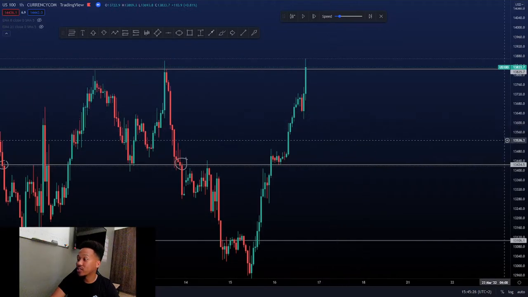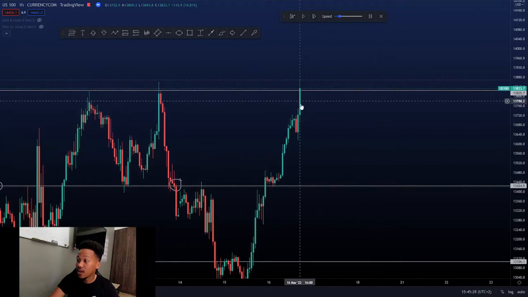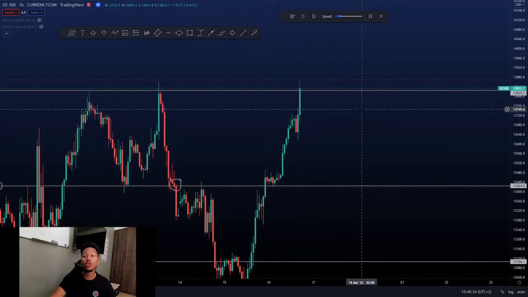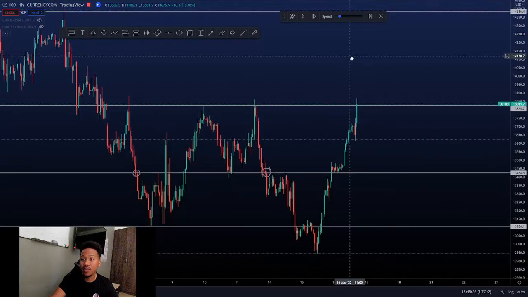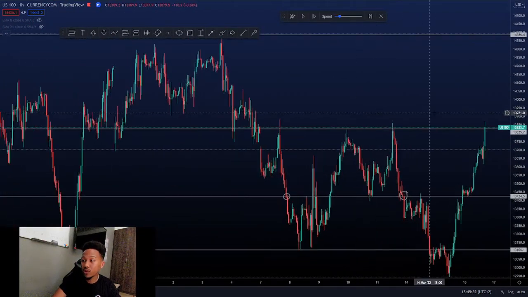Okay, now can you see once again? This area over here, we broke above this area once again. What do we wait for? The retest for another potential move back towards the upside, right?